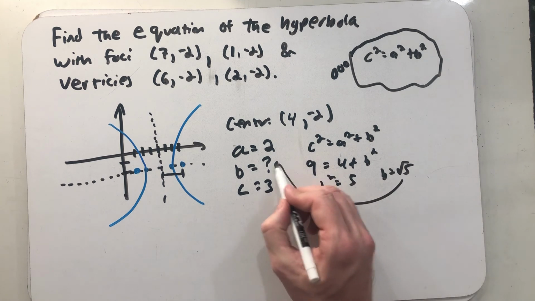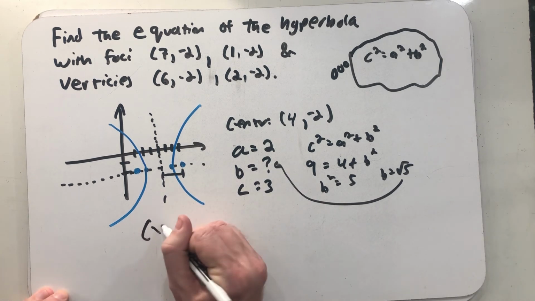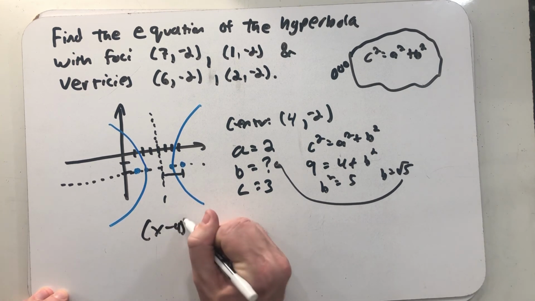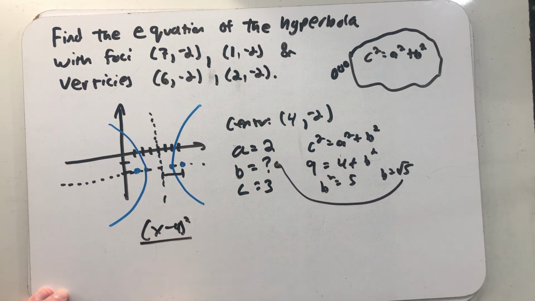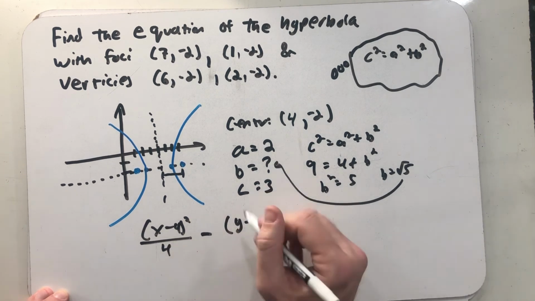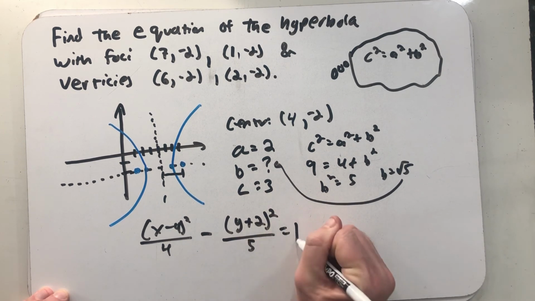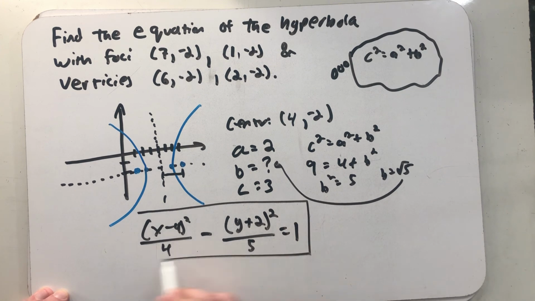If you watched the last video, these values might seem just a little familiar. But I think I'm ready to write down this equation now. I have (x - 4) all squared over 4, minus (y - (-2)) all squared over 5, is equal to 1. There's our nice happy hyperbola that has the same shape as the hyperbola we saw in our last example. That's it for now.